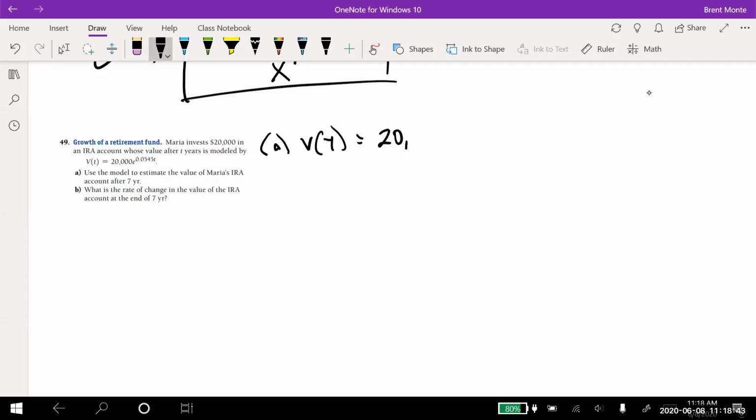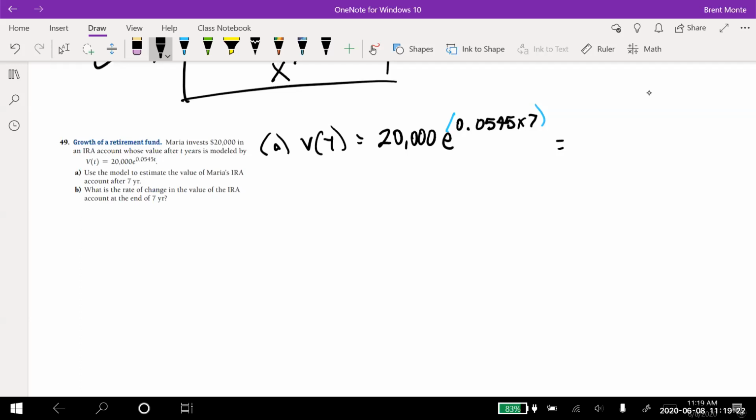So it's 20,000 e to the 0.0545 times, and then T is 7. Now, some of you have to put parentheses here to make sure you get the right answer. Otherwise, it's just going to do e to the power and then multiply the whole thing by 7. So make sure that you can get this answer correct. If it shows you when you plug it into the calculator that it's actually going into an exponent, then you don't need to put the parentheses there. But if it doesn't, you have to.